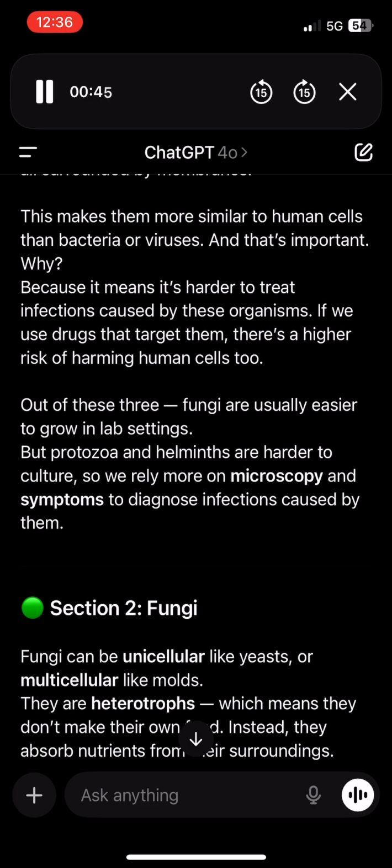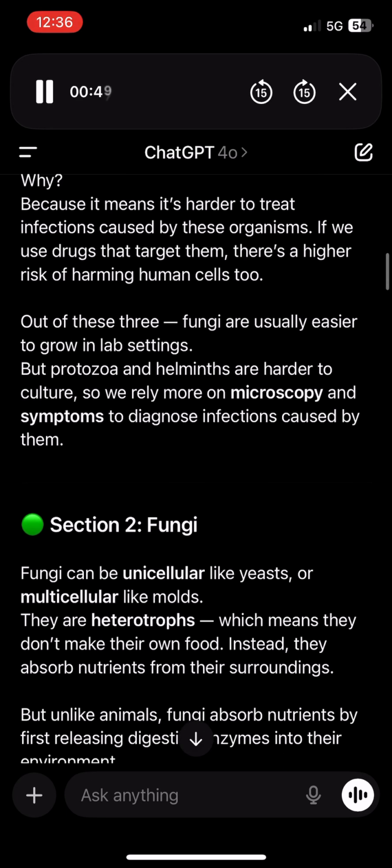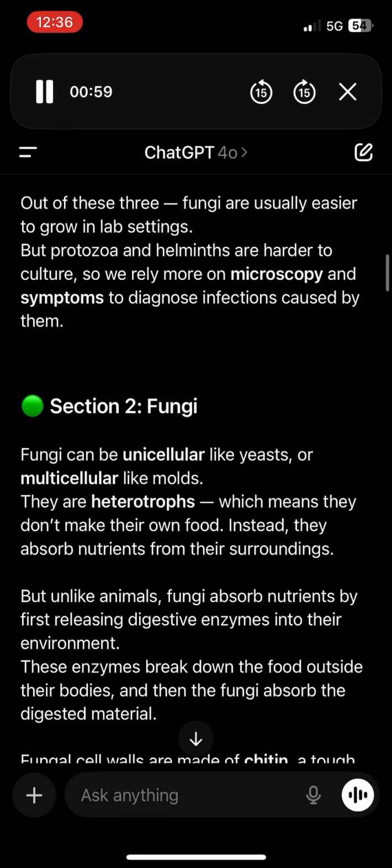And that's important. Why? Because it means it's harder to treat infections caused by these organisms. If we use drugs that target them, there's a higher risk of harming human cells too. Out of these three, fungi are usually easier to grow in lab settings, but protozoa and helminths are harder to culture. So we rely more on microscopy and symptoms to diagnose infections caused by them.